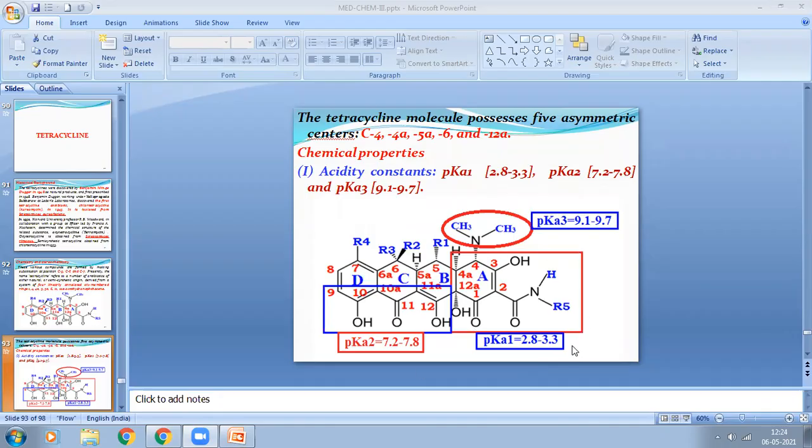See, this is the trione system. Here I am saying C1 to C3. So due to this double bond, the pK value is 2.8 to 3.3.